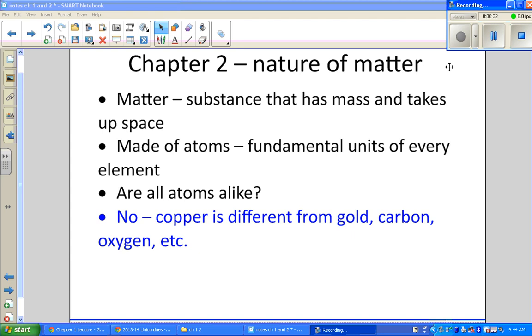Now, like in biology, where cells were the basic unit of life, atoms are the basic unit of matter. Okay, they're the fundamental units of every element. And if you remember, elements are put together on that periodic table. So for the question, are all atoms alike, the answer should be no, because copper is an element, and its atoms should be different from the element gold, or carbon, or oxygen, or any other element on the periodic table. If they were all alike, what would be the point of the table? Okay, so all atoms are not alike.